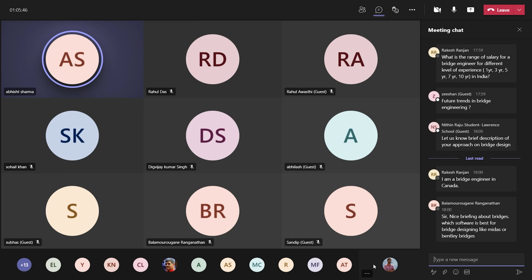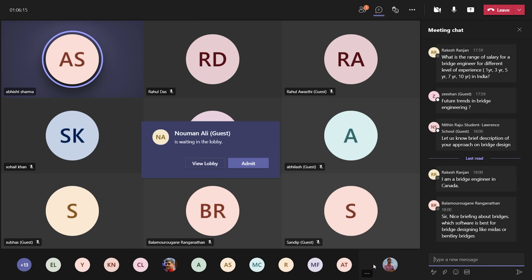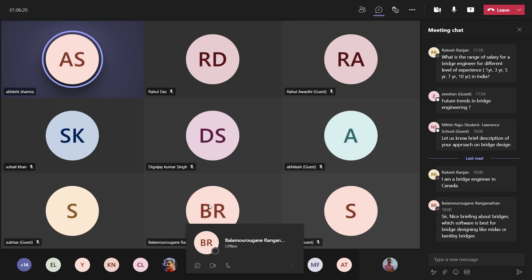Let us know a brief description of your approach to bridge design. Yes, like I have told you, we have to keep various things in mind before going into a bridge design, not only the structure part, but also the other things. My idea of designing a bridge is always to be on the safer side, to have a design which can be used even after 70, 80 years, because we design it for 100 years. And also to make them survive as many years as possible, because it's quite difficult and costly to make a bridge.